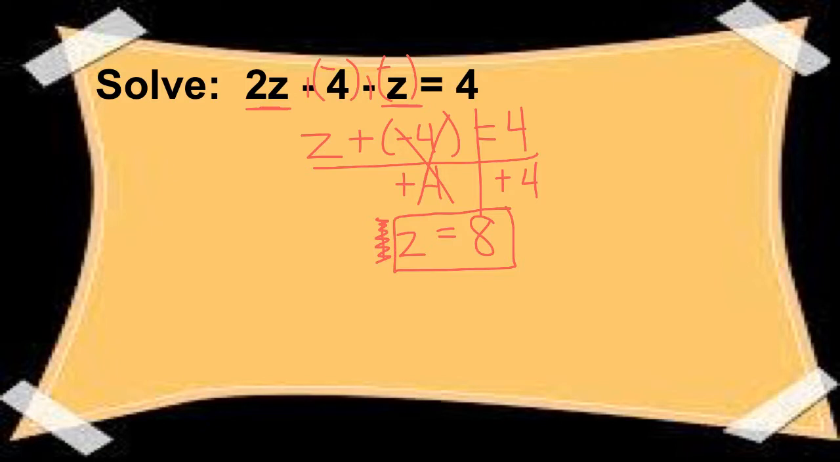So if I go back up here and I put an 8 right here, 2 times 8 is 16, plus a negative 4 is 12, plus a negative 8 is indeed 4. I have the right answer.